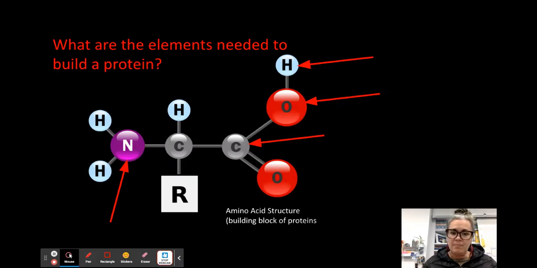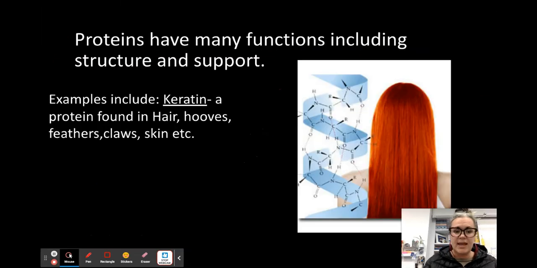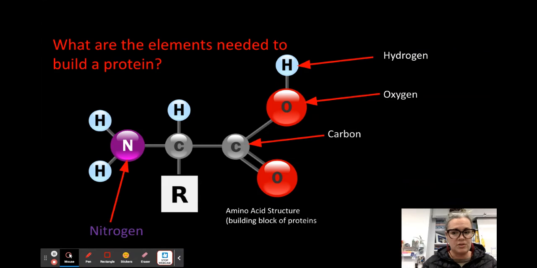Proteins are made up of amino acids. This is an amino acid structure. It's the building block of proteins. So you can see there's some different components. You see hydrogen, I know you see oxygen and you see carbon. Voila, that is very familiar. Then beyond that, there's nitrogen involved. And there's a functional group here, this R group.